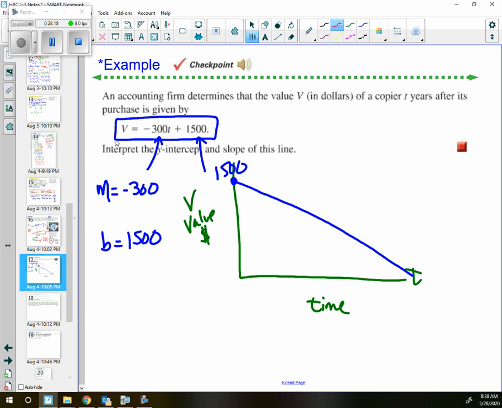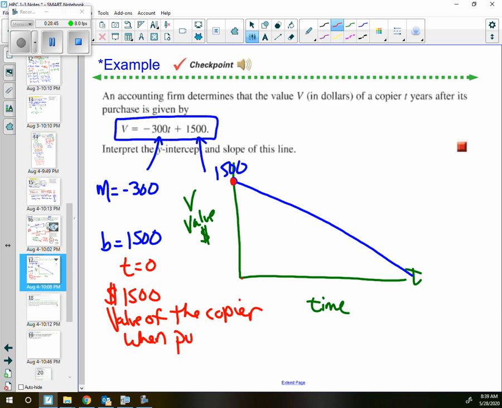So what do these numbers mean? This is at time equals 0. When t is 0, the value of the copier was $1,500. So when they first purchased the copier, the value was $1,500. We'll say the value of the copier when purchased, when they first got it, time equals 0, is $1,500. And it's going to go down $300 every year after that. So after a year, it'll be worth $1,200. After another year, it'll be worth $900, and it continues going down.